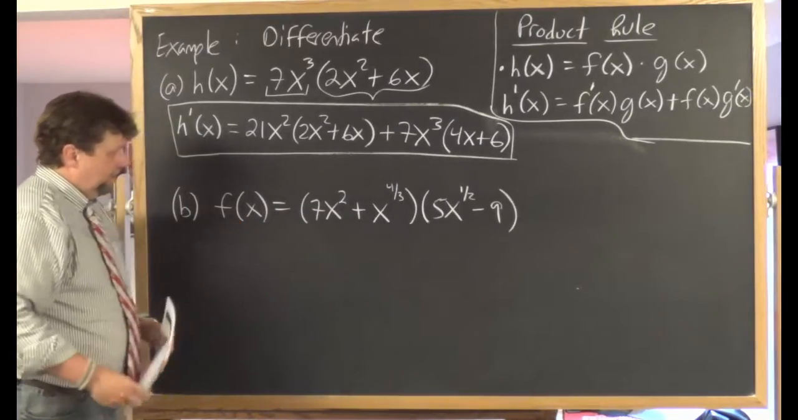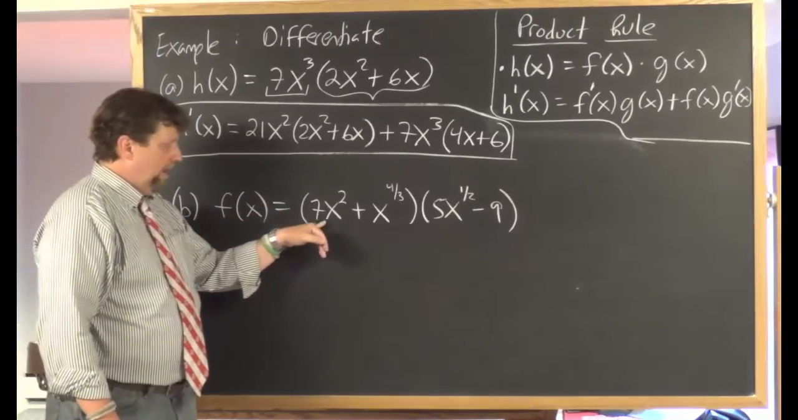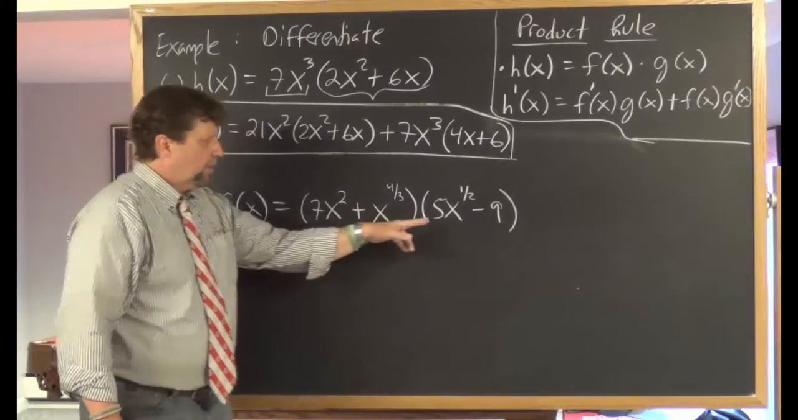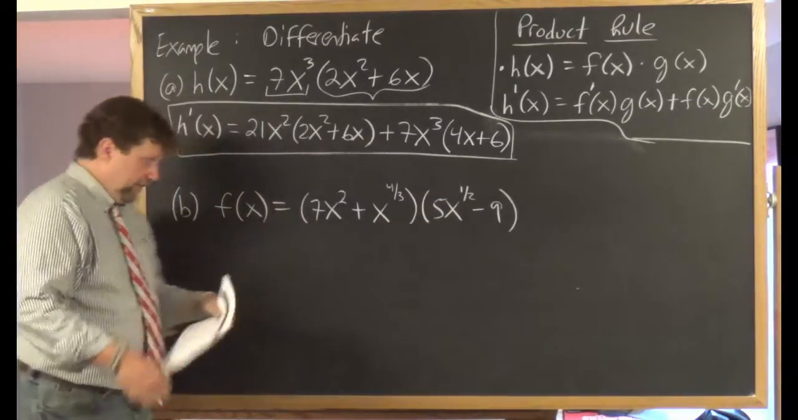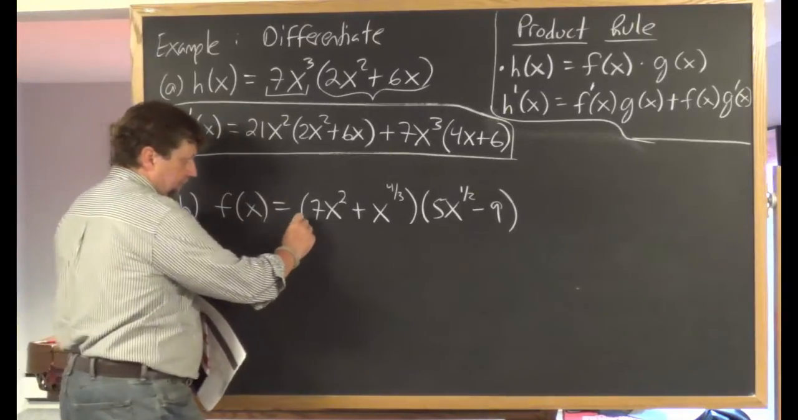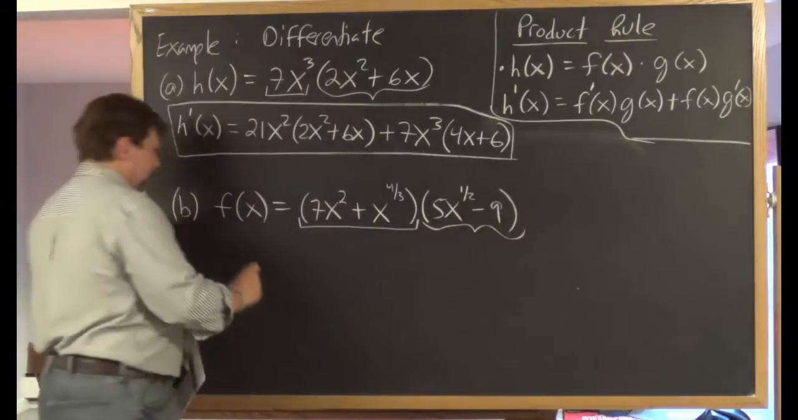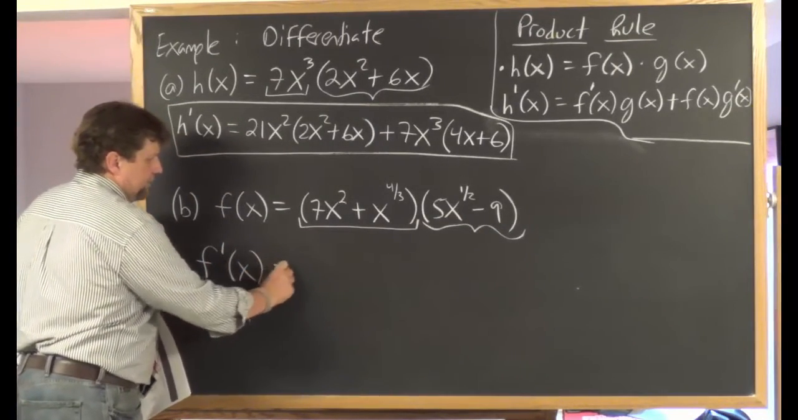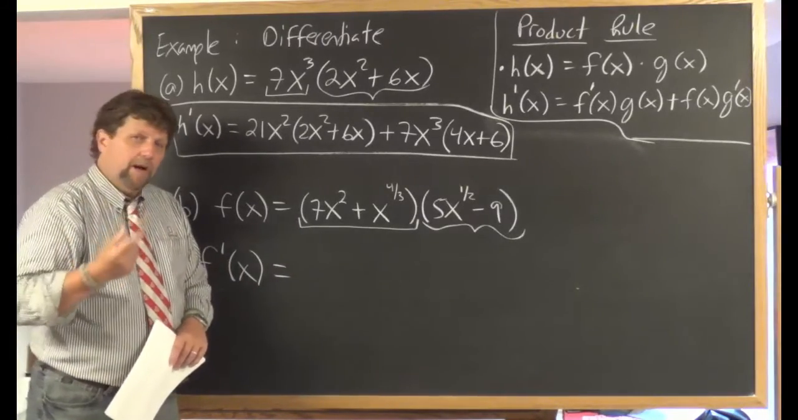But for right now, I just want to practice the product rule, not that algebra, just the calculus. So let's look at the second one here, part B. Get the derivative of f of x equals the quantity 7x squared plus x to the 4/3 times the quantity 5x to the 1/2 minus 9. So again, using the product rule, I have a function times a function. To get the derivative, I'm going to use the product rule. So one more time, product rule.